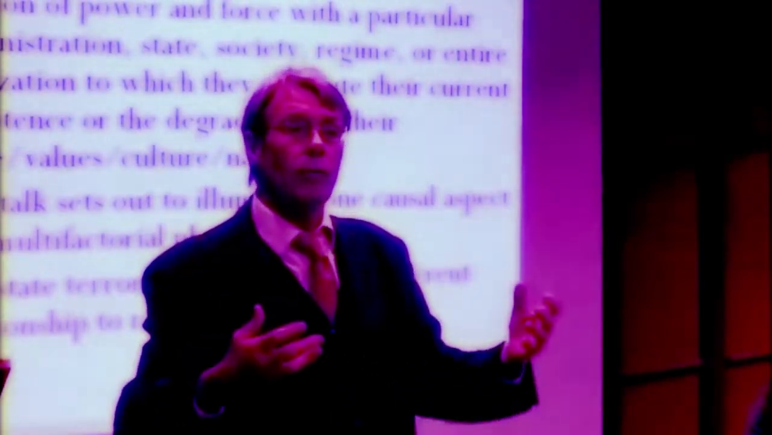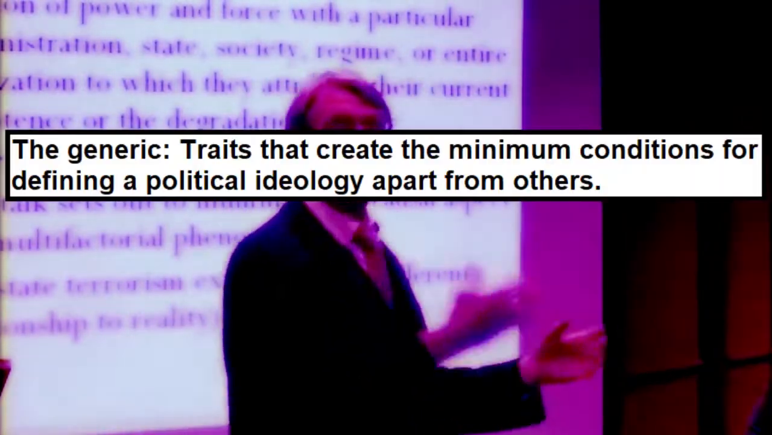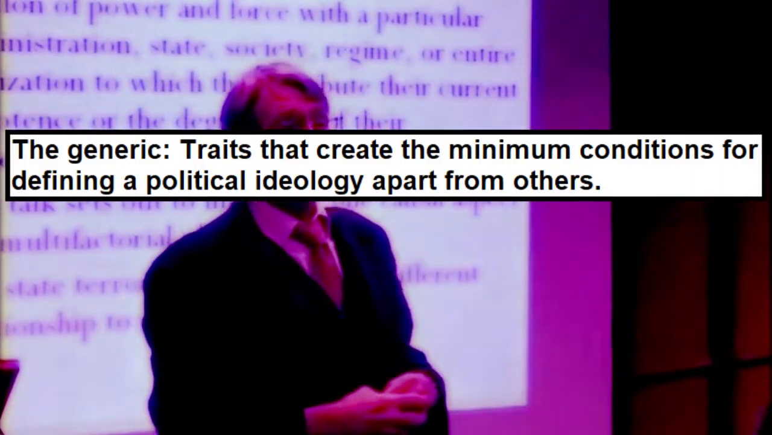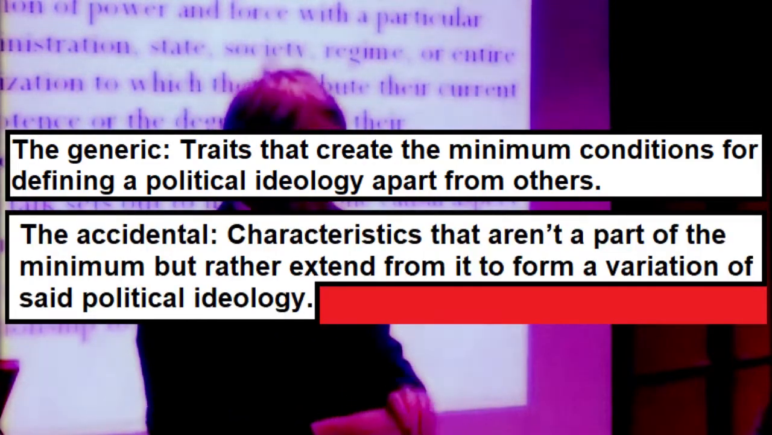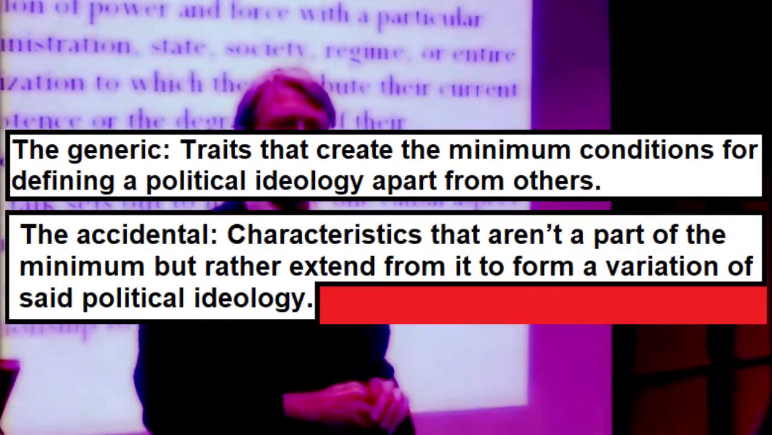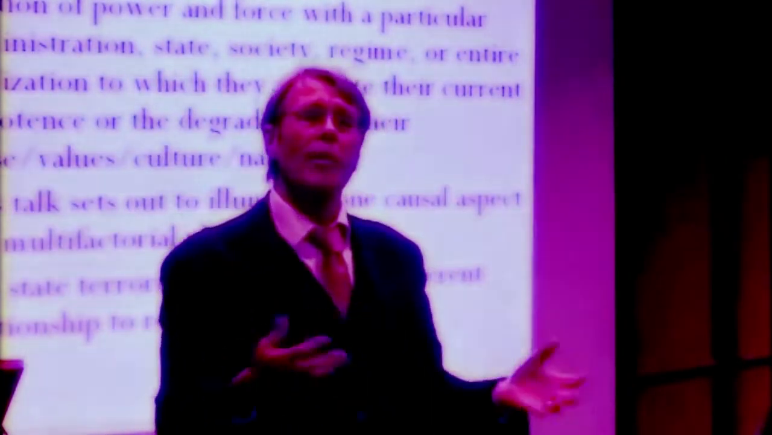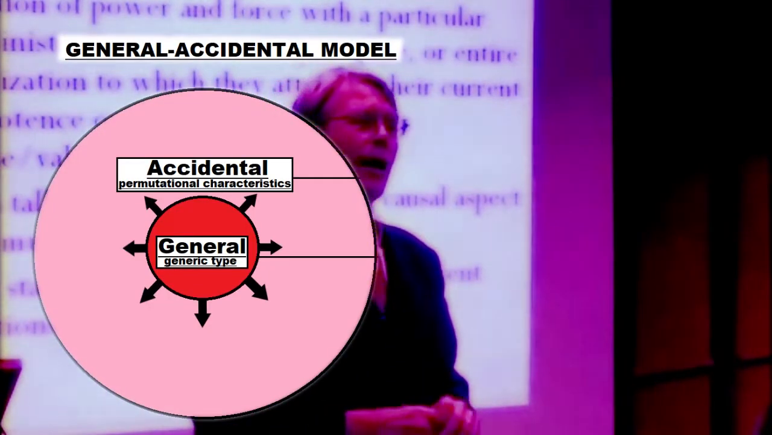To try and help people visualize the difference between the generic, the definitional traits that create the minimum conditions that define a political ideology apart from others, and the accidental characteristics that aren't a part of the minimum but rather extend from them to form a variation of said political ideology, Being has created a simple visual that will be called the general accidental model.